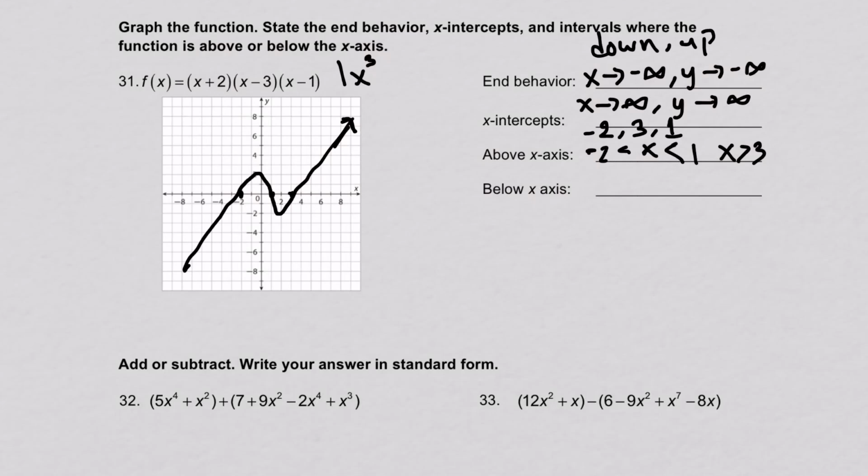Below the x-axis, using the same notation, is right here in this part, so between positive 1 and 3, and from negative 2 all the way to the left of that. So two parts. Positive 1 is less than x is less than 3, right? Between 1 and 3. And also when x is less than negative 2. Anywhere before negative 2, the graph will be below the x-axis.